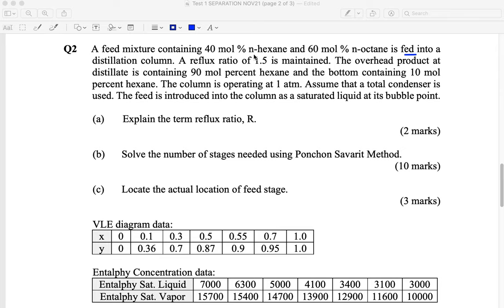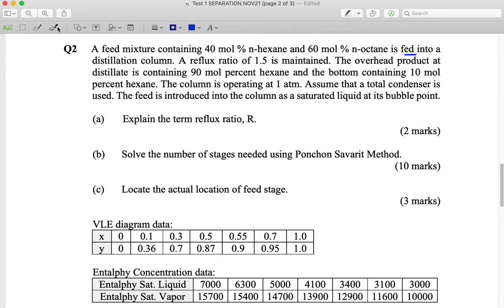If you see that the question is mentioning the first component, hexane, this means that the more volatile component will be our hexane. And since n-octane is mentioned lastly, okay, so 60 mol percent will not be used in the calculation. So our feed, we will take the 40%, and the overhead product at the distillate is mentioned here as containing 90 mol percent hexane. So hexane is mentioned again. So our XD is 90 mol percent.